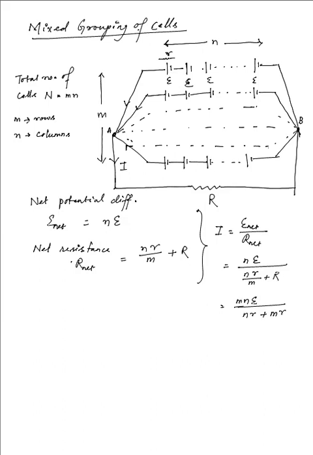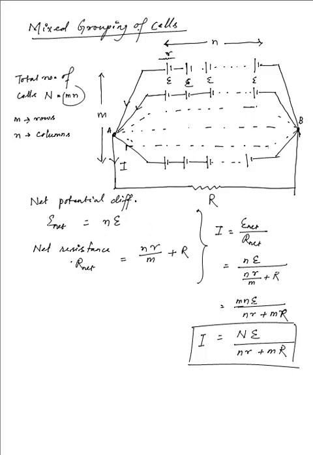But what we know about M times N over here is that M times N is simply equal to capital N, the total number of cells. So this is N times E divided by nr plus MR, where this is capital R. This is the total current that flows across the circuit. Now this is the expression for current, but hang on.